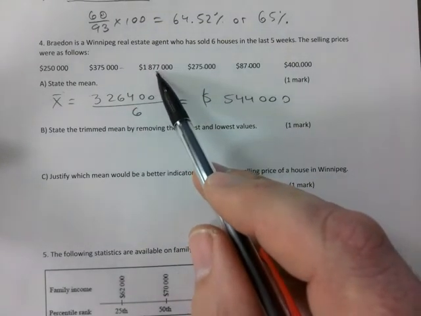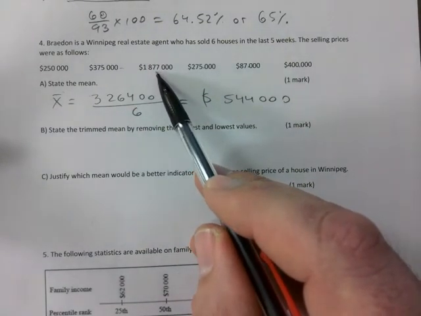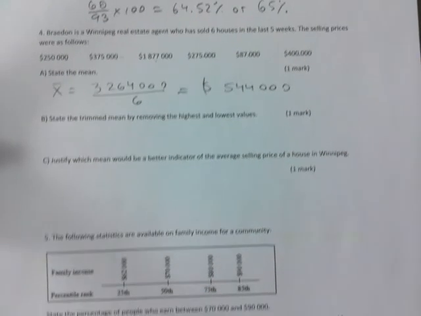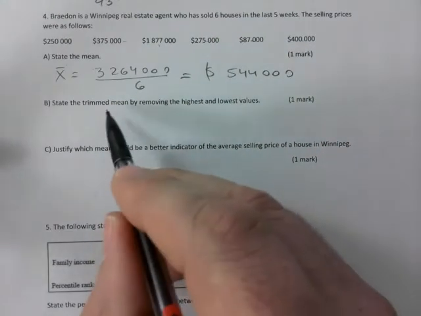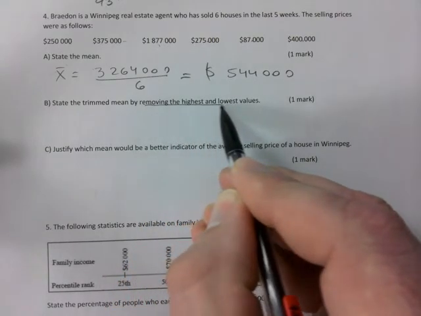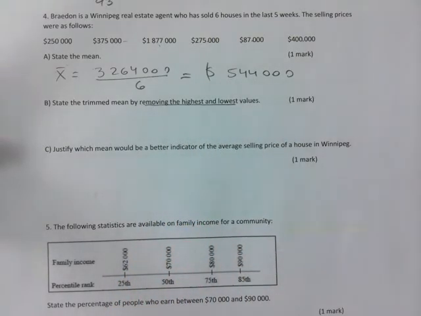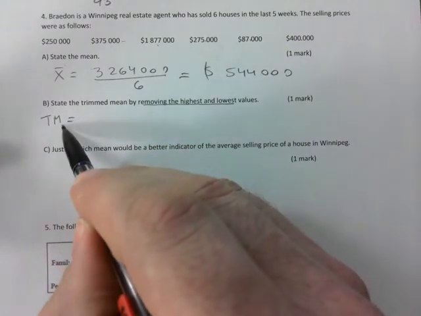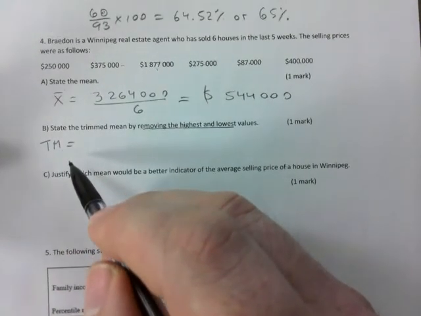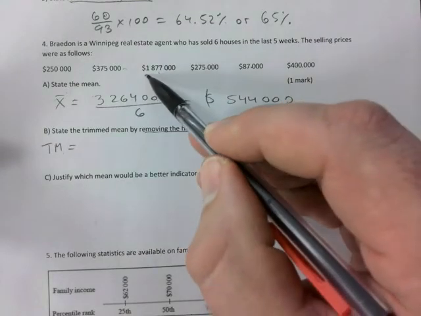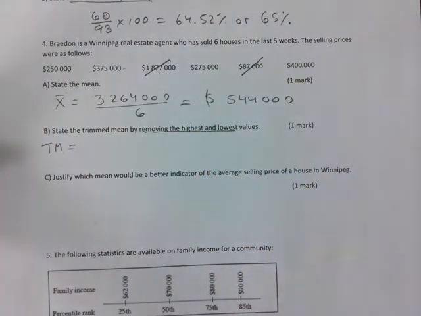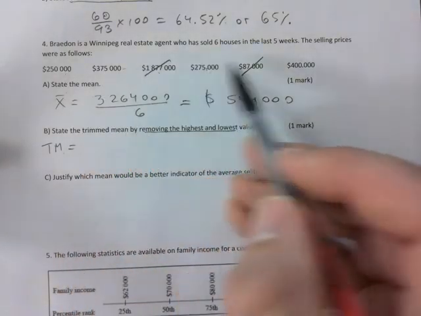But this is very rare, the $1.8 million house. It's extremely high. So state the trimmed mean by removing the highest and lowest values. I already told you what to do. So you don't need to do anything other than going trimmed mean. Trimmed mean means get rid of that highest value and the lowest in this case. They tell you what to do. So you're left with 4 numbers.